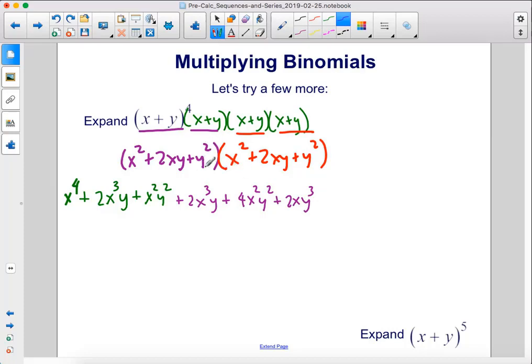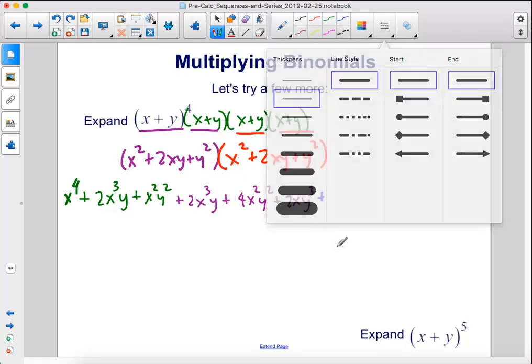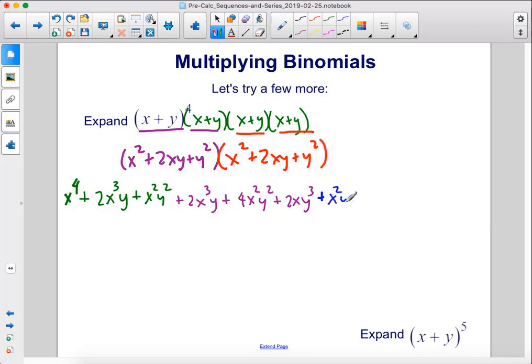Now I'll move on to the third term. y squared times x squared is x squared y squared, plus y squared times 2xy is 2xy cubed, plus y squared times y squared is y to the fourth. All right, so now we simplify.